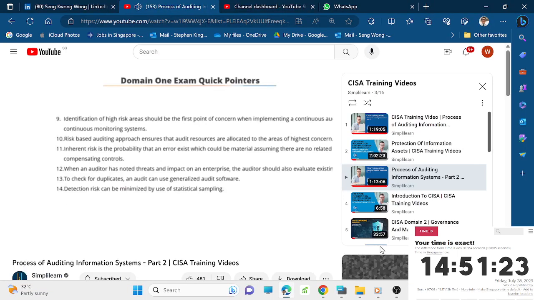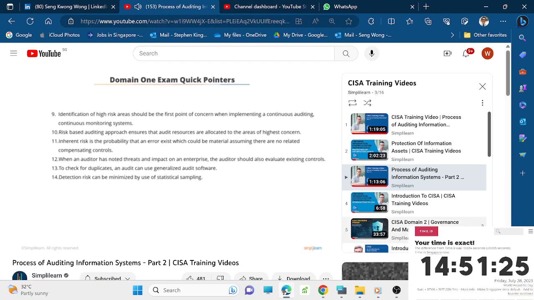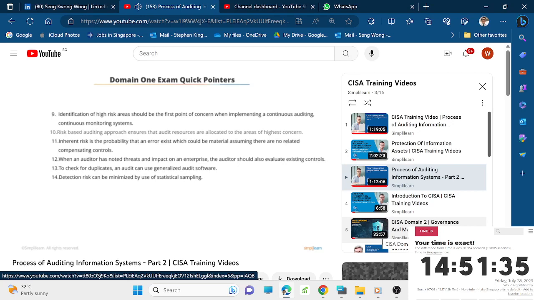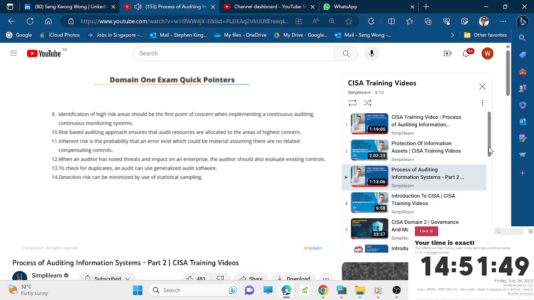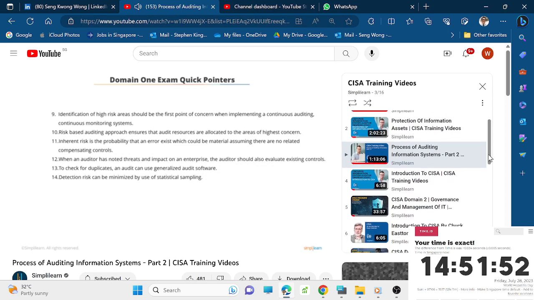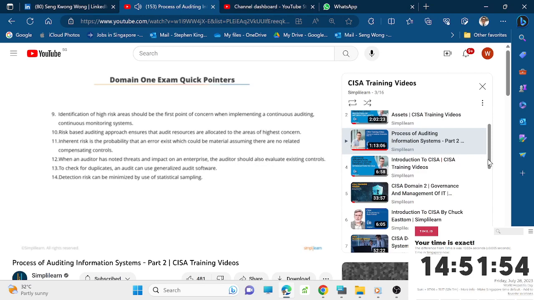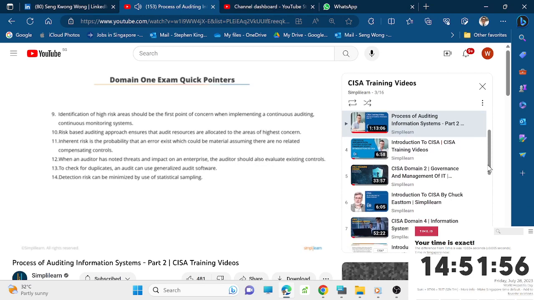Identifying those high-risk areas should be one of the first things to look at when you're going to start auditing and monitoring, because those are the areas you need to audit. Now, these next few points are all talking about risk, and risk-based auditing is an important part of the CISA, and you should expect to see questions about it. Knowing about risks such as inherent risk, known threats and their impact, things like that are very important for the CISA exam. Detection risk can be minimized by use of statistical sampling.